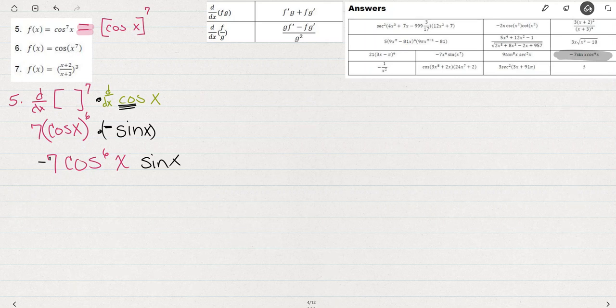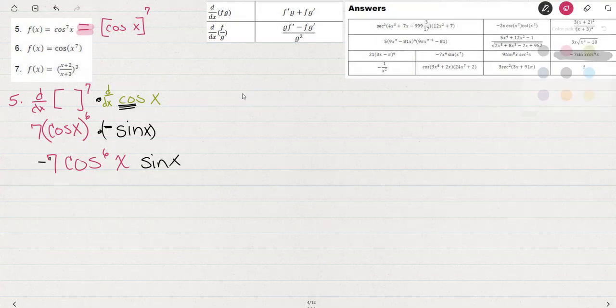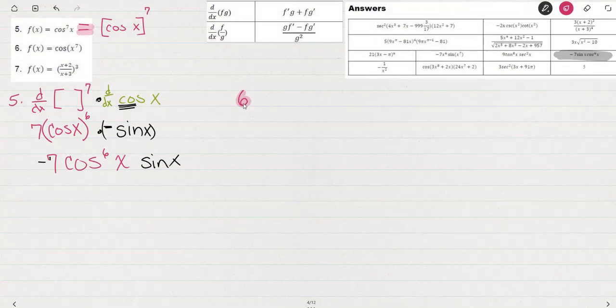Number 6, do you see how different this number 6 is from number 5? In number 6, we've got the cosine of x to the 7th. So the outside is the cosine.